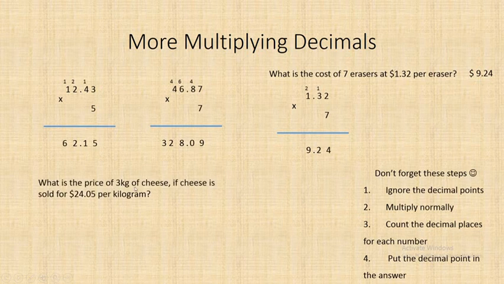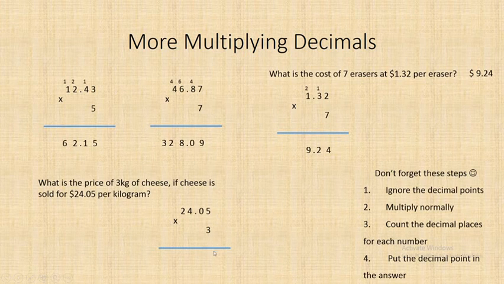What is the price of 3 kilograms of cheese if cheese is sold for $24.05 per kilogram? So every kilogram costs $24.05. And I need to know the price of 3 kilograms. So I will multiply them. 24.05 times 3. So let's multiply together.